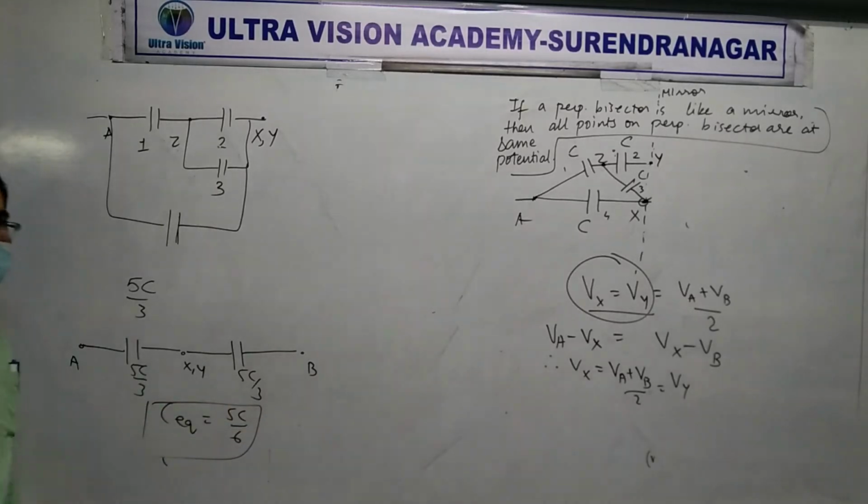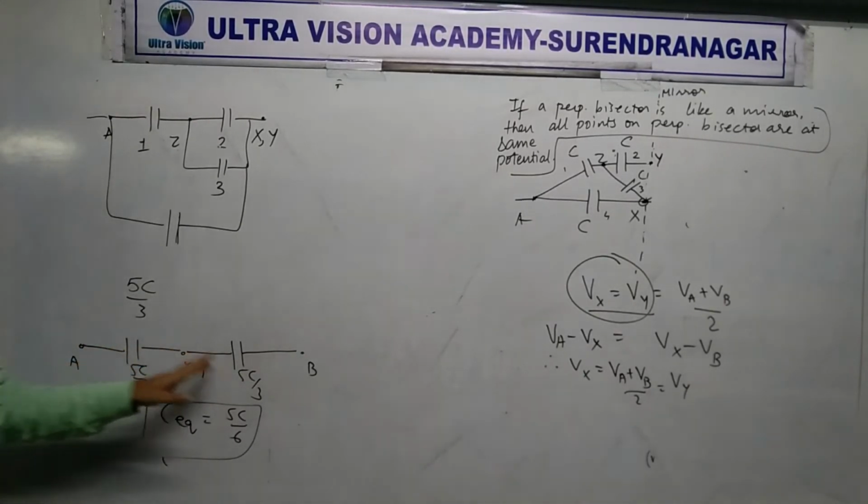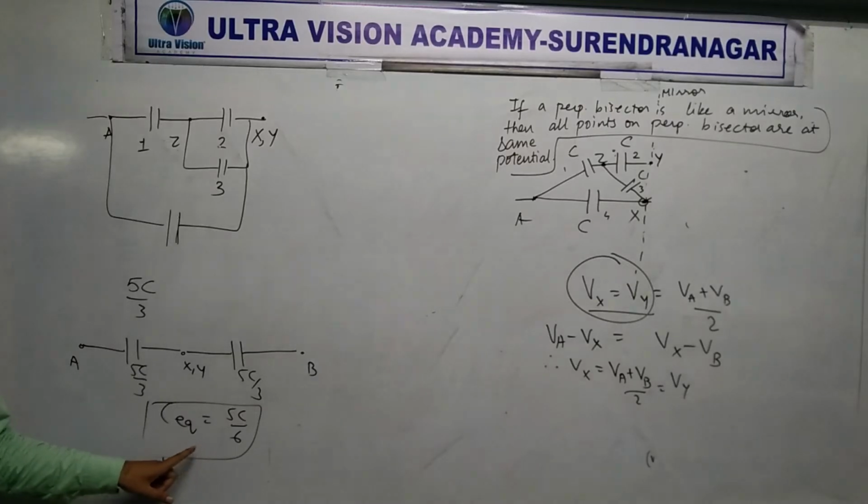Did you understand? In series, if there are two identical capacitors, it will become half. Is that clear or not? If 2 microfarad, then 1 microfarad.